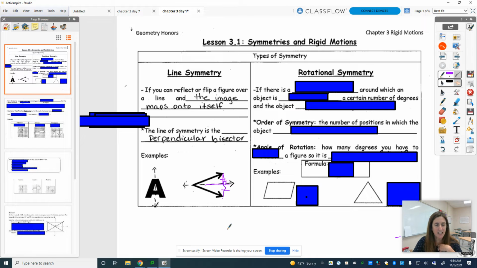Okay, line symmetry is a line that you could draw on a figure and it would map it onto itself. Can there be more than one line of symmetry? Absolutely. We'll see that in a few examples as we get going.